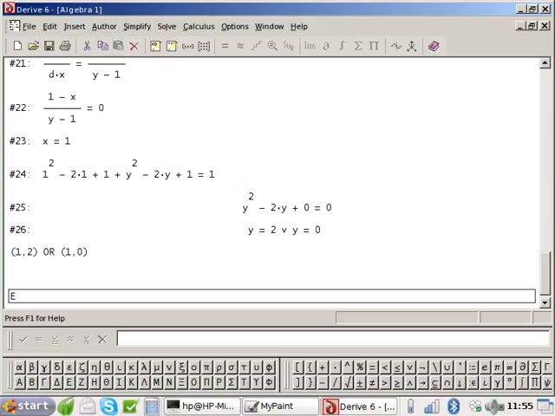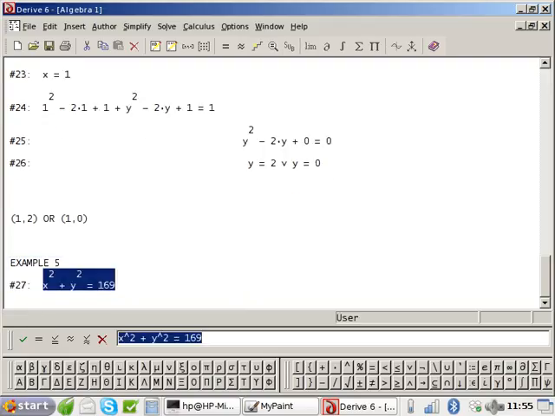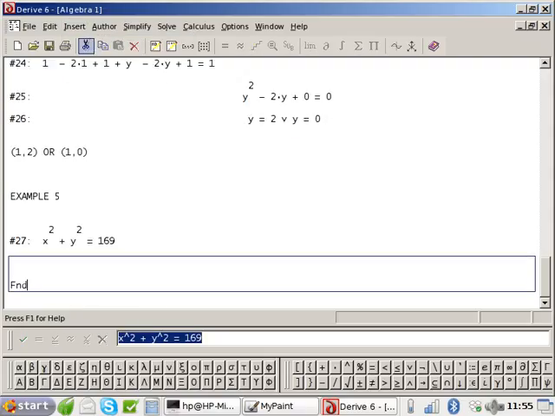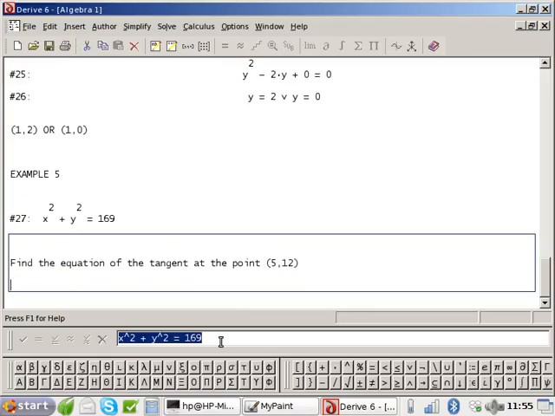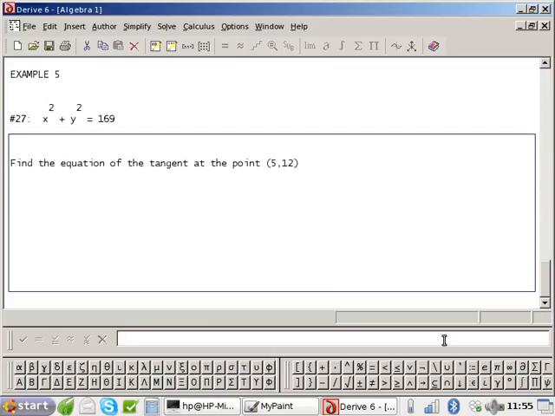Example 5. Is it example 5? Yeah, okay. So, find the equation of the tangent at the point 5, 12. Yes, that's right. Okay. Try this one for me, please.